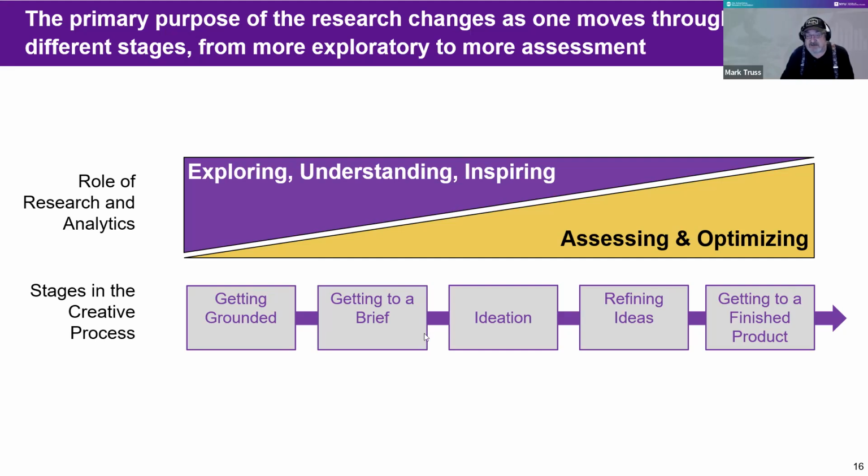So in the early stages of this process, it's really about exploring and understanding the category, the people, the objectives of the campaign, all those things we're talking about, but also this word, inspiring. It's about inspiring the creative team, giving them enough inspiration to go off and actually create something fantastic, right? And that happens more at the beginning of the process. As we start to move through the process, it's more about assessing those ideas and optimizing those ideas.